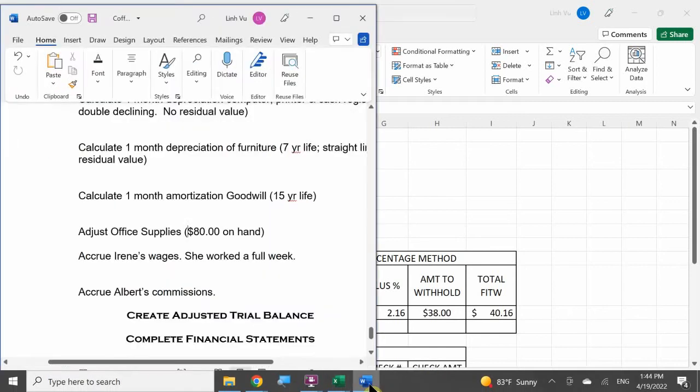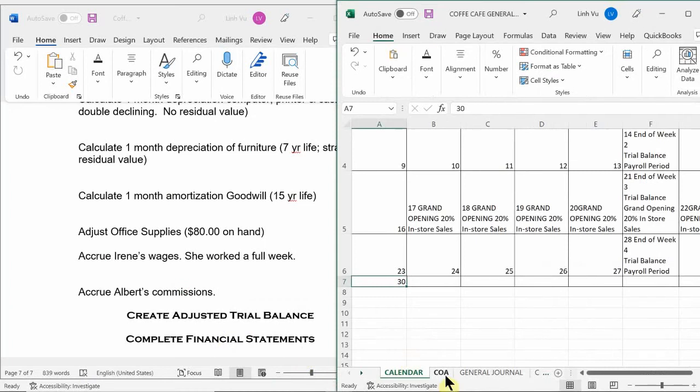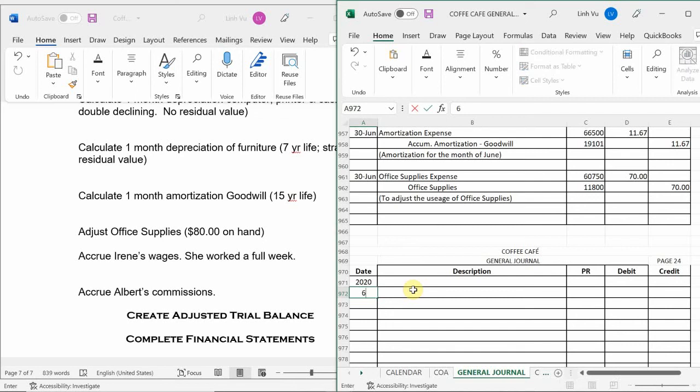Since I'm not going to pay her now, I'm going to pay her later. So the one thing I'm going to do is recognize salaries and wages expense, since this is the amount that Irene has earned in the month of June. So this is what I am supposed to spend on her for the month of June. I have to recognize that first.